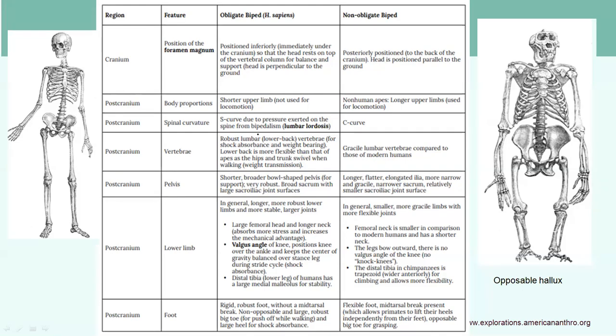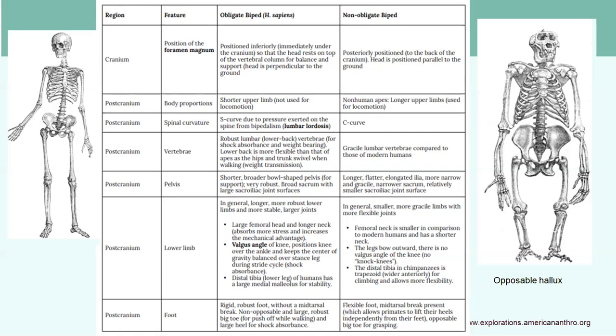So a couple of things that we're going to find here is that the position of the foramen magnum actually changes. The foramen magnum is the hole in the back of your skull where your spinal cord exits. And in a human, it is going to be positioned directly beneath the cranium. That's because when we stand upright, our neck is below our head, and so that is where the spinal cord exits.